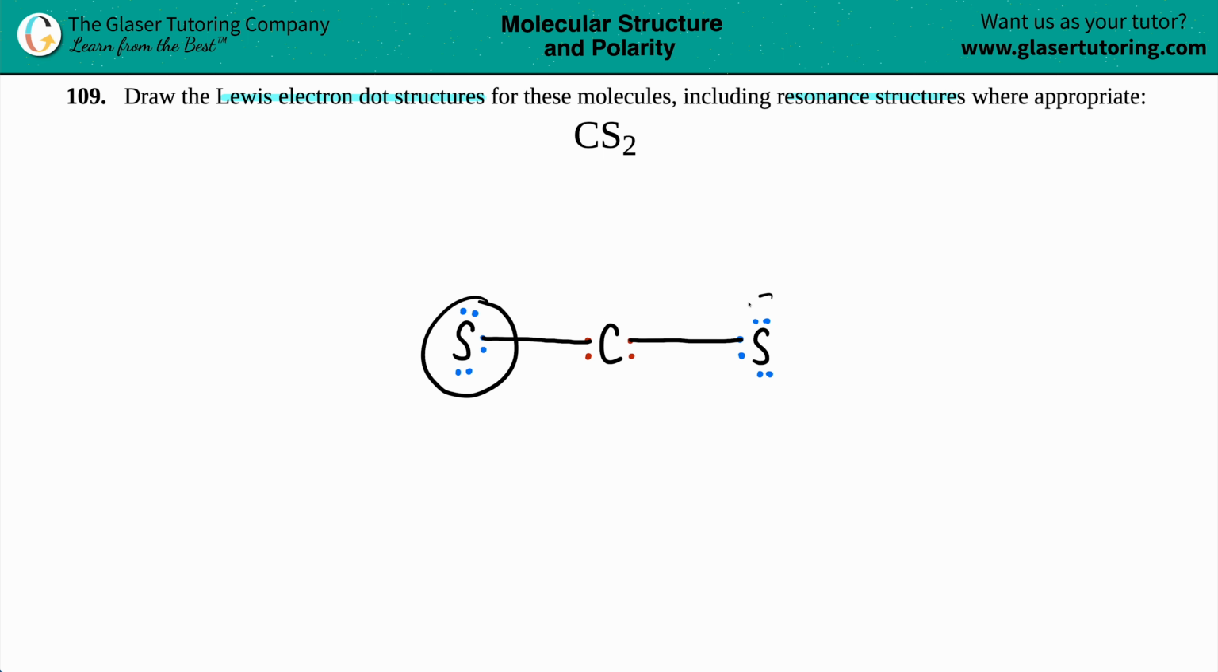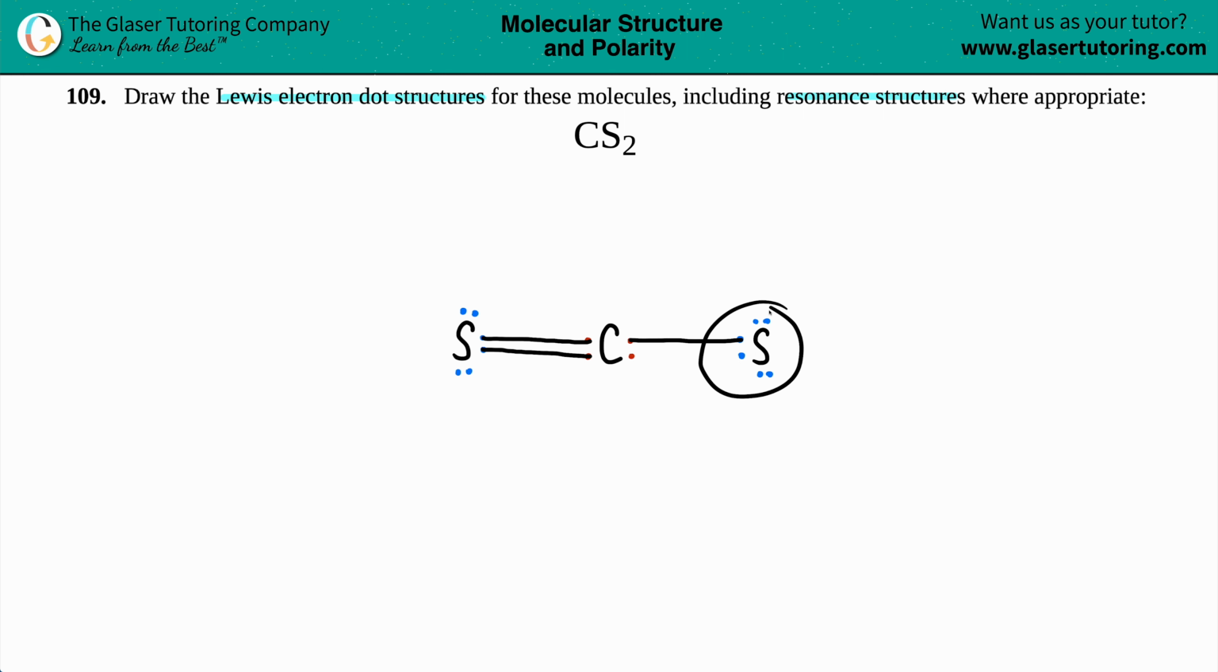So now check those outer elements. Does this sulfur have an octet? 2, 4, 6, 7. This one looks super close, right? If we could gain this 1 dot, sulfur would be super happy. So sulfur says, can we please share that 1 electron? I need it. And carbon says, for sure. So there's the double bond. And now the sulfur is happy. 2, 4, 6, 8 electrons.